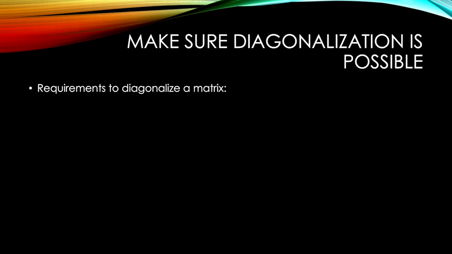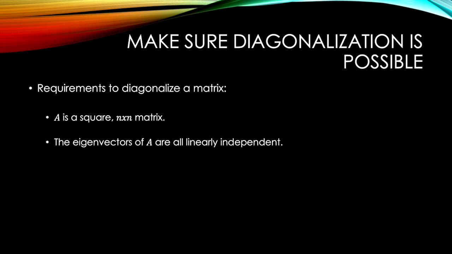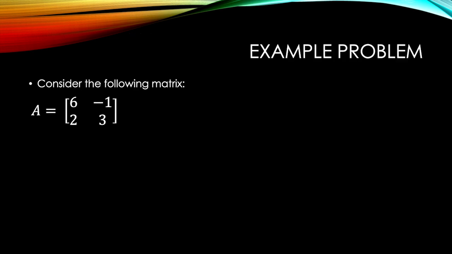Before jumping into an example, we have to make sure that matrix diagonalization is even possible. We can check if it's possible by ensuring that A is a square n by n matrix and the eigenvectors of A are all linearly independent. Otherwise, we'd not be able to invert the eigenvector matrix. Now let's go over an example. Consider the following matrix A.